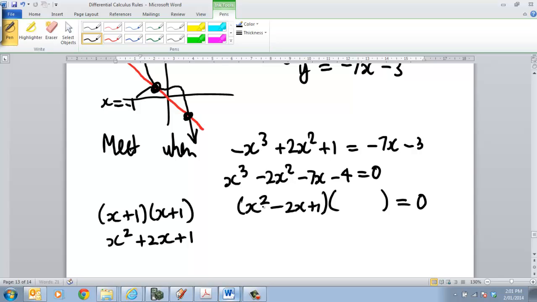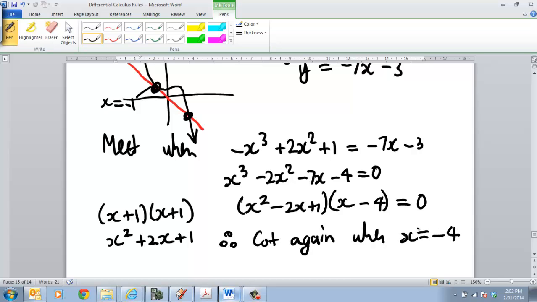What do we have to times x squared by to get x cubed? Well, that would be x. What do we have to times plus 1 by to get negative 4? You have to times it by negative 4. So therefore it cuts again when x equals negative 4.